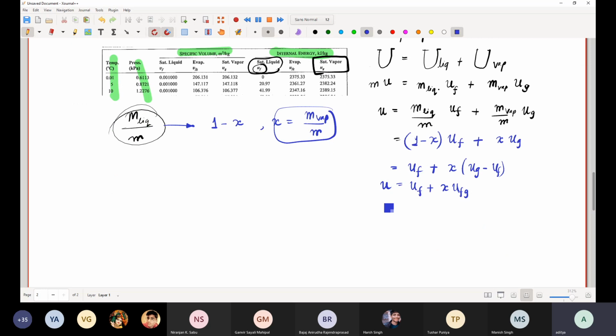So what this means is the internal energy inside the saturated dome is given by a very similar formula that we had for the specific volume, because specific volume was also Vf plus x Vfg. So because Ufg is important, it is also listed in the tables. Okay, so far so good.